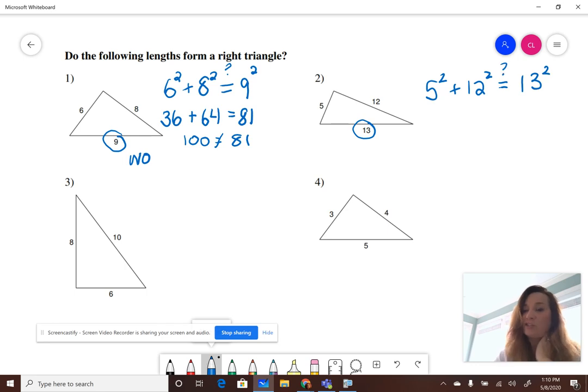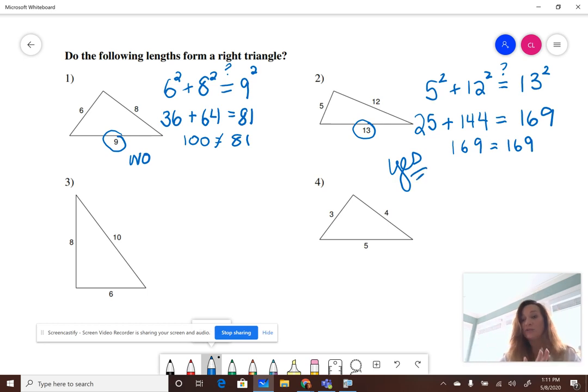And again, this is a question. So that gives me 25 plus 144 equals 169. 25 plus 144 is 169. So this is true, so we say yes. That is a right triangle. Yay! All right, so I'll show you another one.